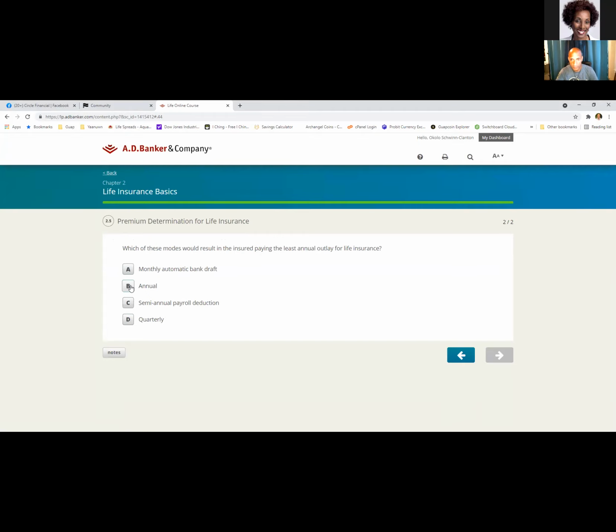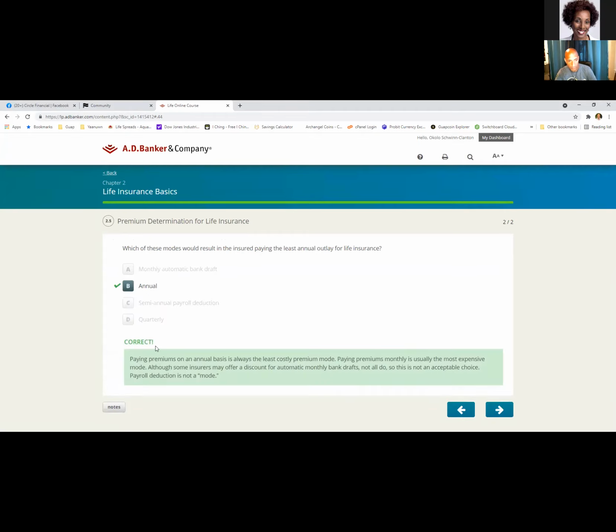Annual. That's right. Paying premiums on an annual basis is always the least costly premium mode. Paying premiums monthly is usually the most expensive mode. Although some insurers may offer a discount for automatic monthly bank drafts, not all do. So this is not an acceptable choice. Payroll deduction is not a quote unquote mode.